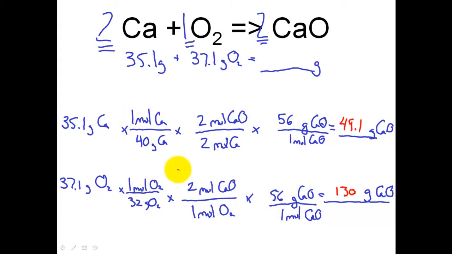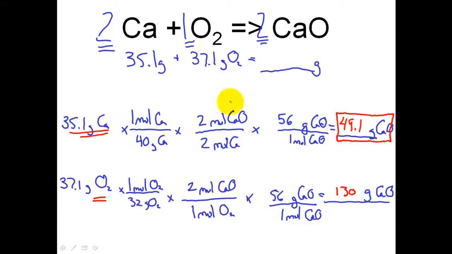Okay, guys, when the numbers are crunched, what I end up with is that if I want to use up all of my calcium, 35.1 grams, the most calcium oxide I can make is 49 grams. And likewise, if I want to use up all of my O2, my 37.1 grams of it, the most calcium oxide I can make is 130. So really, if you look at the two numbers, the most calcium oxide the reaction can make is limited to 49.1 grams, because once all my calcium is used up, I will have made 49.1 grams.